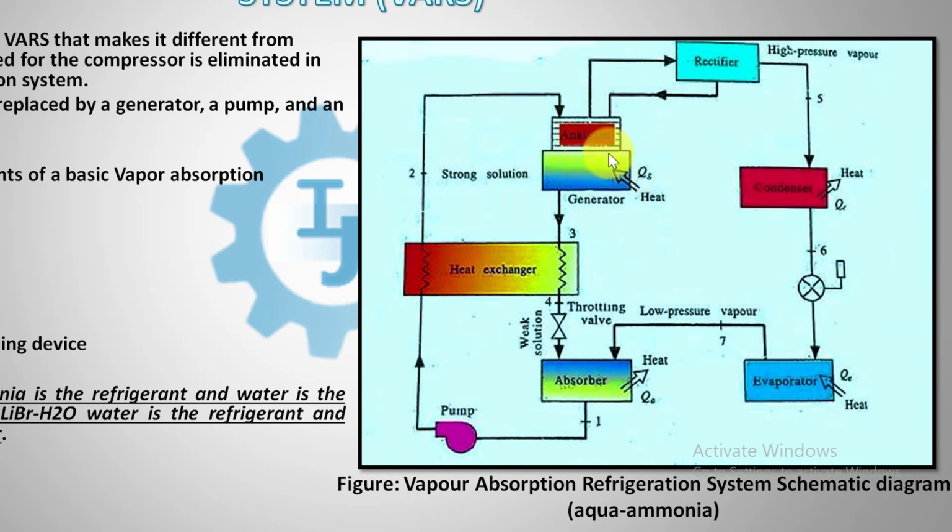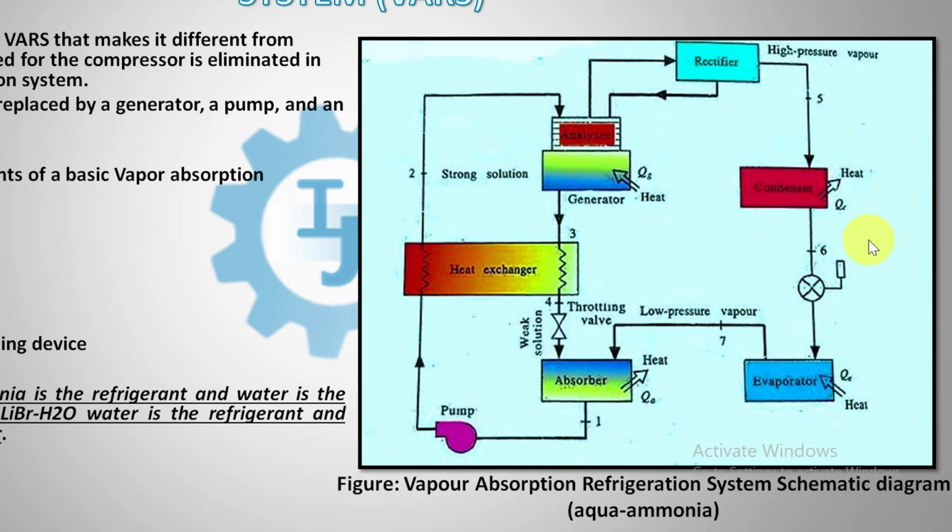Where the solution is heated and collected on the top of the generator with high pressure. The refrigerant vapor with high pressure goes to the condenser and liberates heat and ultimately becomes liquid. The liquid is collected in the receiver tank and then moves through the valve to the evaporator, collects the heat and becomes vapor, and the cycle continues.